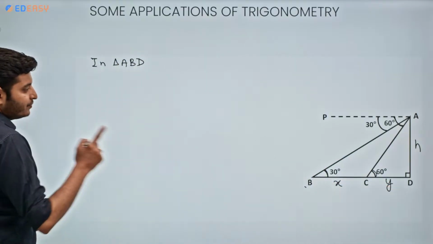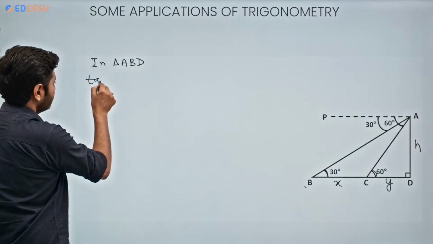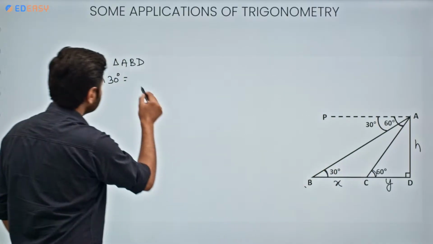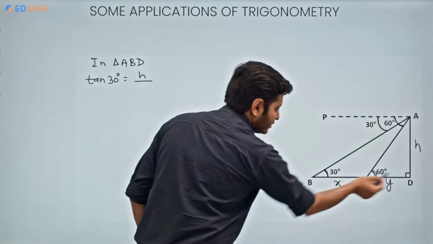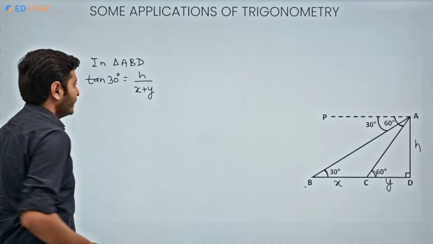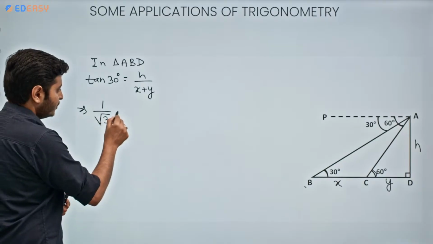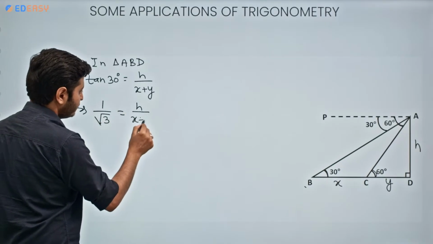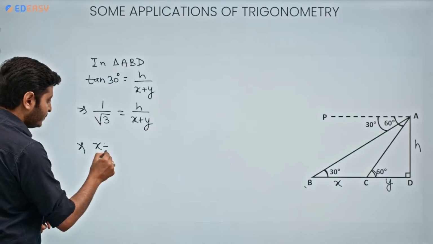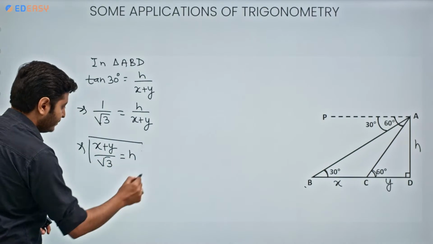Now, look at this. In triangle ABD, tan 30 degrees is equal to perpendicular, or H, divided by the base, that is BD. So the total length is X plus Y. Now tan 30 degrees, I know 1 upon root 3, is equal to H by X plus Y. Then you can transpose. So (X plus Y) by root 3 is equal to H. This will be your first equation.